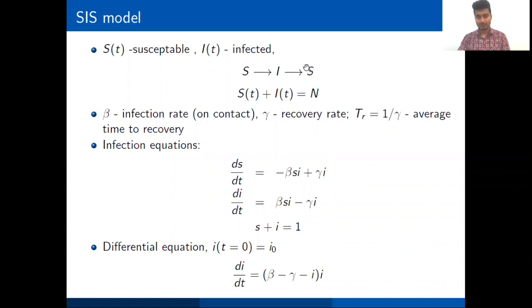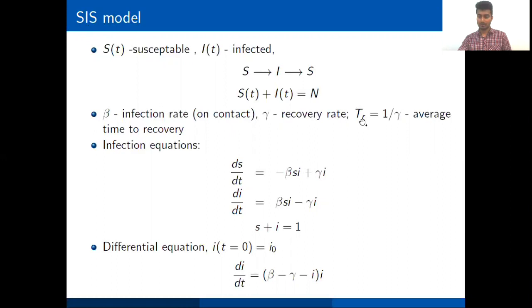Over here, at the end of the day, the total number of population is going to be the same. Susceptible and infected, the total number of population is the same. So beta remains the constant infection rate on contact. And we're introducing another parameter here, gamma. Gamma is the recovery rate. Since we are allowing some sort of recovery from infected people, by the recovery they become susceptible. So we need a recovery rate. And the time it takes for recovery is 1/γ.